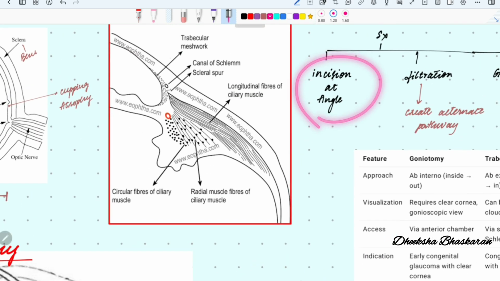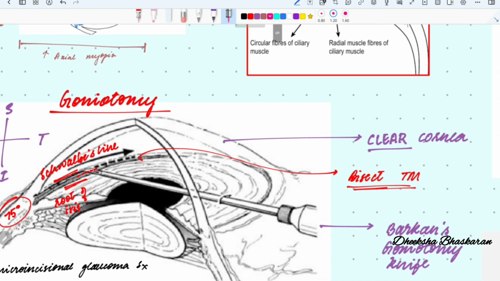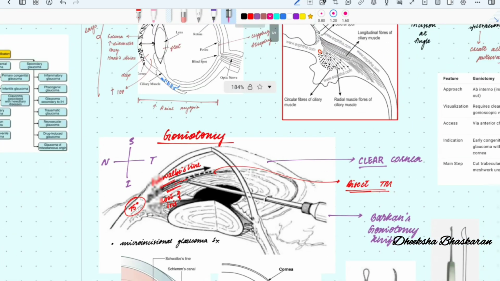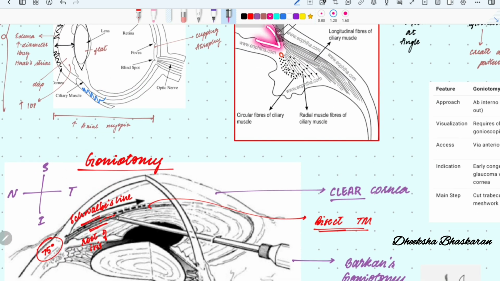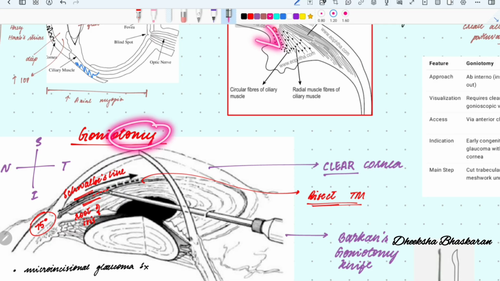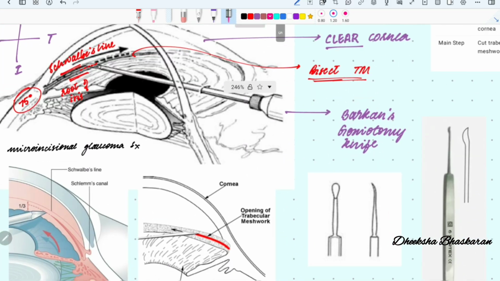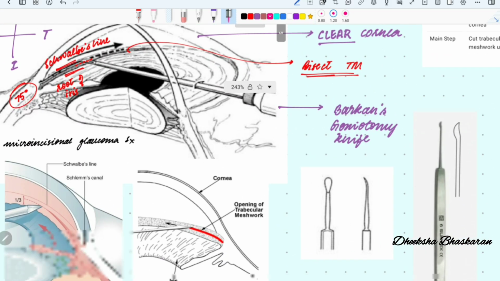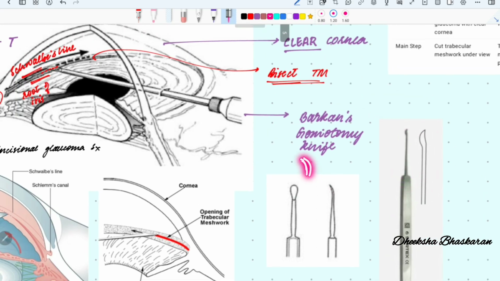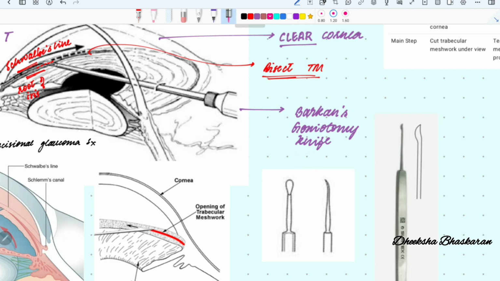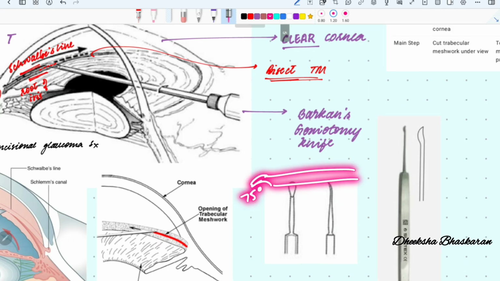With incision at the angle, we have two types. One is goniotomy and the other is trabeculotomy. We'll look at each of them. Goniotomy: gonio refers to something at the angle of the eye that we saw here, this angle, right? Tomy means making an incision there. What we do here is use a Barkan's goniotomy knife. The knife looks something like this. It's a scoop shaped knife with a curved end. The curved end goes down like this, and at a 75-degree angle it cuts, right?